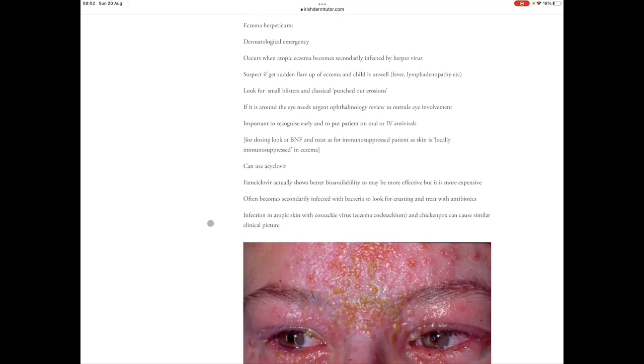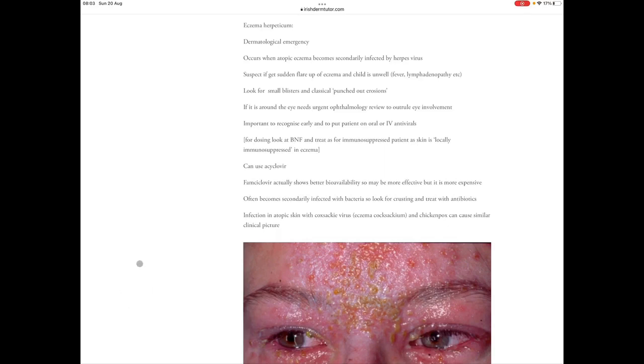So a very important condition to be aware of is eczema herpeticum. This is a dermatological emergency, and it occurs when the atopic eczema becomes secondarily infected by the herpes virus. As mentioned before, skin in atopic eczema is considered immunosuppressed. So if someone gets a cold sore virus and they've got atopic eczema, it can spread like wildfire. You suspect this if a child who otherwise had relatively well-controlled eczema gets a sudden flare-up and is very unwell. The child might have fever, and they might have lymphadenopathy.